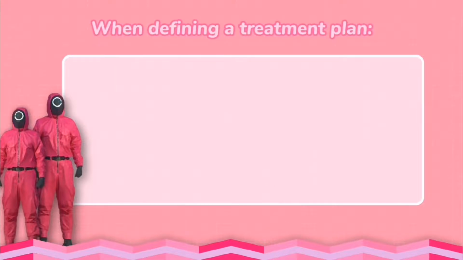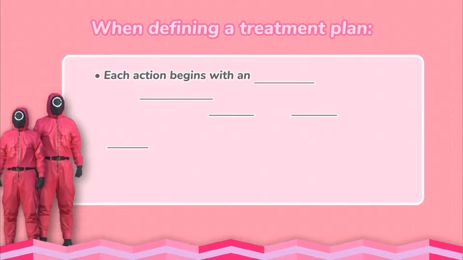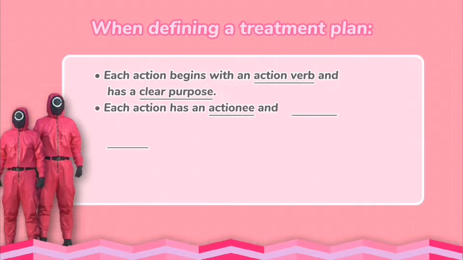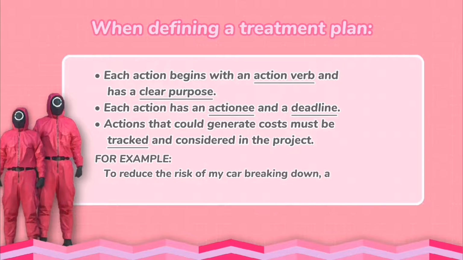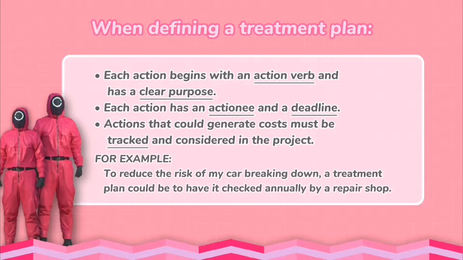When defining a treatment plan, first bullet, each action begins with an action verb and has a clear purpose. Second bullet, each action has an actionee and a deadline. Third bullet, actions that could generate costs must be tracked and considered in the project. For example, to reduce the risk of my car breaking down, a treatment plan could be to have it checked annually by a repair shop.